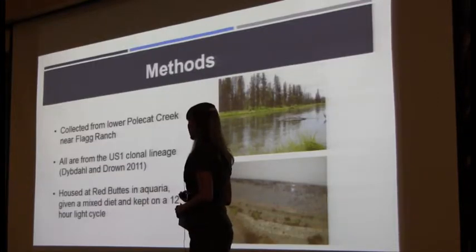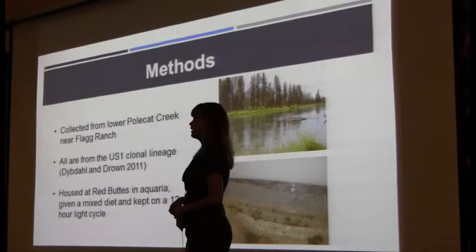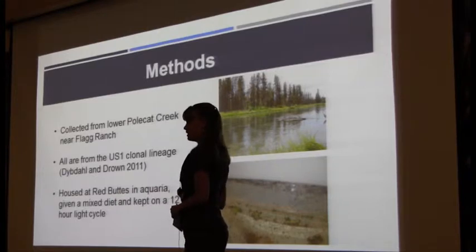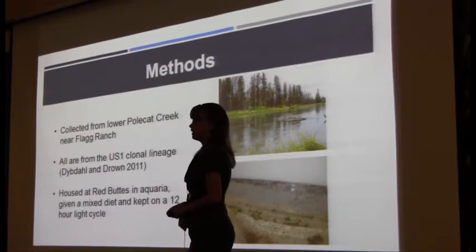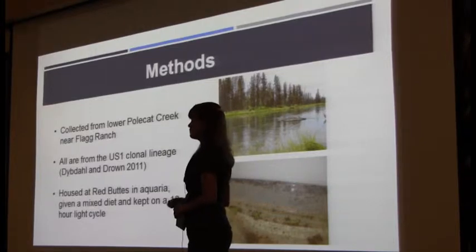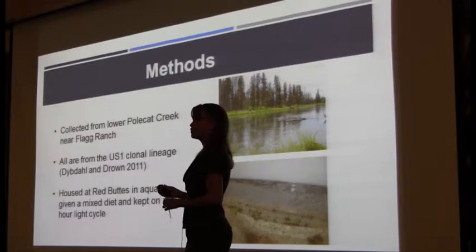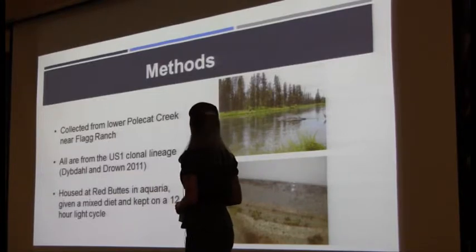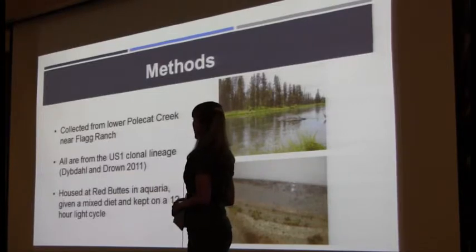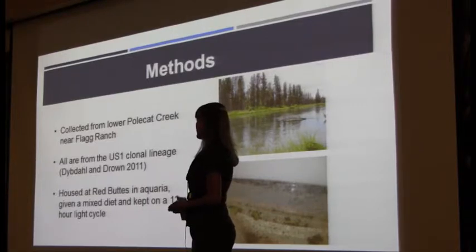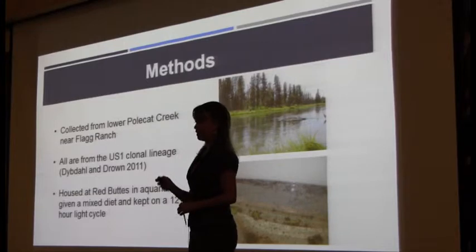We collected our Potamopyrgus from the lower Polecat Creek near Flag Ranch. That's up in the Grand Tetons. All of them were from the US 1 colonial lineage, and that's important because it means they're considered to be genetically identical. And then we housed them at the Red Buttes Research Facility and Aquaria, and they were given a mixed diet and kept on a 12-hour life cycle.